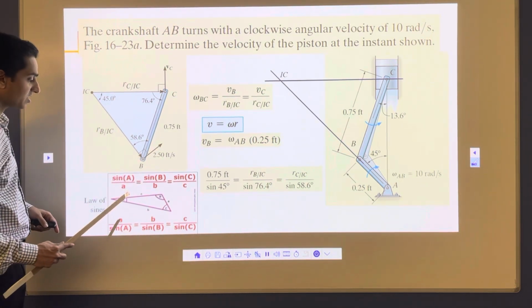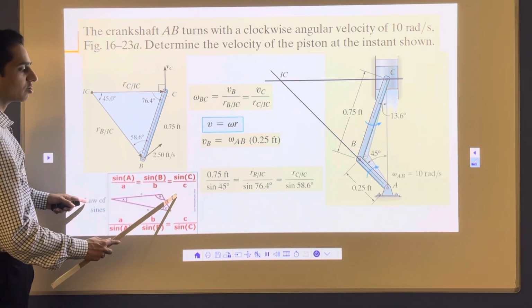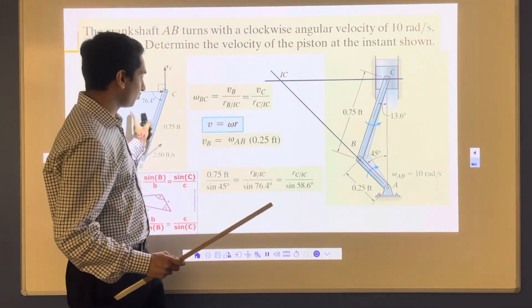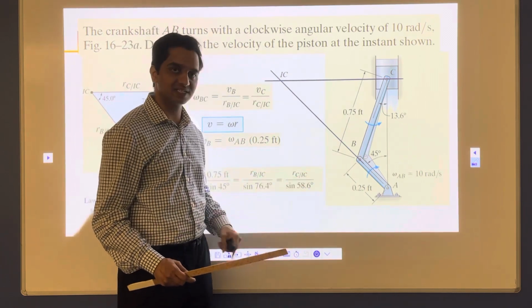If that's the case, then sin A by A, sin B by B, sin C by C. This is something that we are going to use for this triangle, and if you use that, you can easily calculate. If you know angles, you can easily calculate RB by IC, RC by IC, and that's what you do.